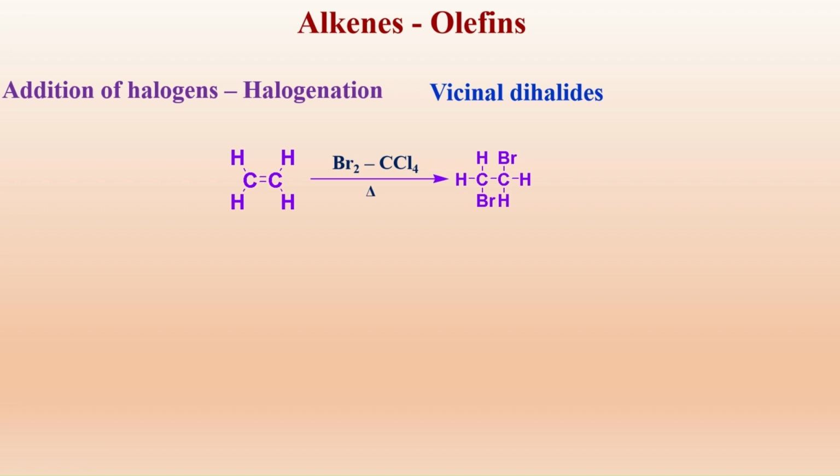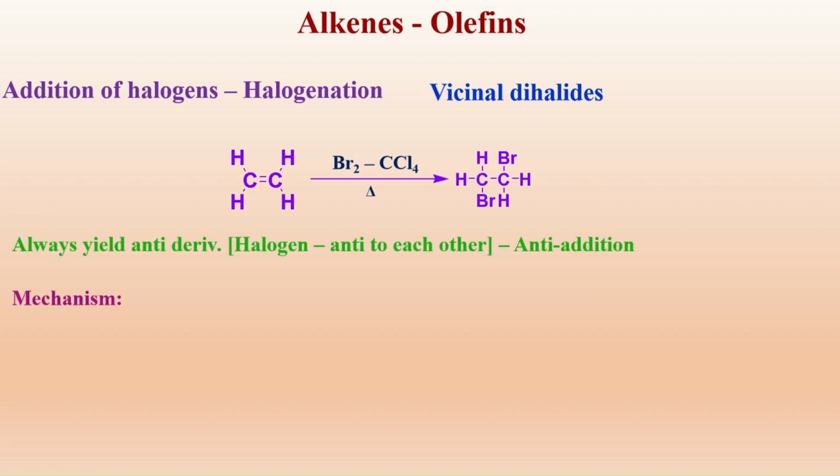This is an anti-addition reaction. Why does it undergo anti-addition? What is the mechanism it follows? Let us look into it. When this mechanism was explored, how this gets added across the carbon-carbon double bond and why it follows anti-addition, the exploration showed that an intermediate is formed. The intermediate formed in the reaction is the halonium ion.